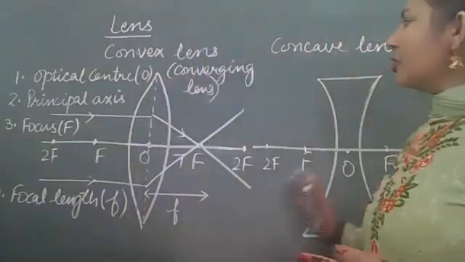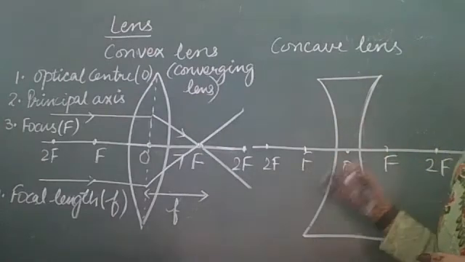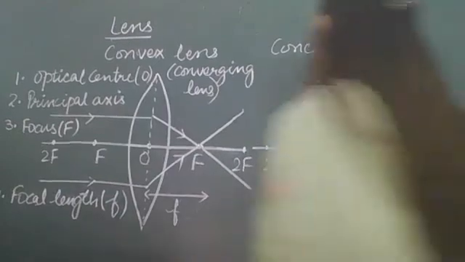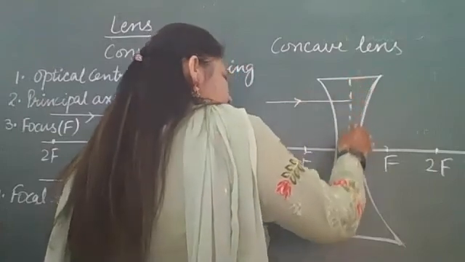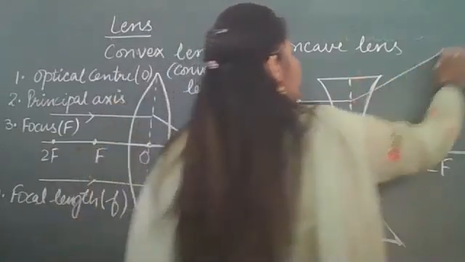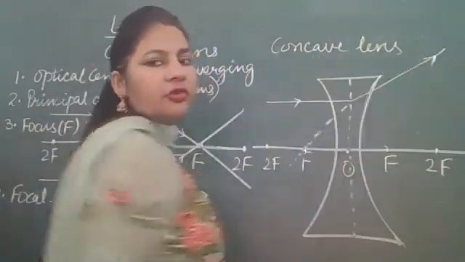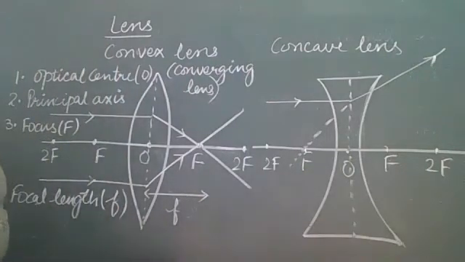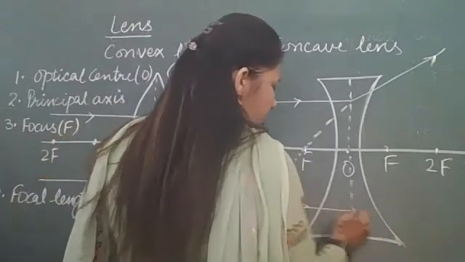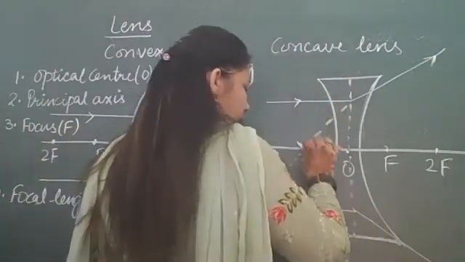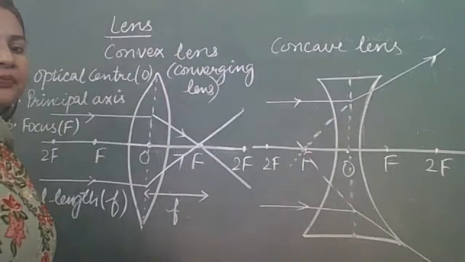Now let us draw for concave lens also. Other definitions are the same. Just let us see which focus is the real focus in case of concave lens. So let us take a ray which is parallel to the principal axis, bend it from the center. It will diverge like this. On producing backwards, it will appear to come out of focus. Okay, take one more ray. It will also diverge, and on producing backwards, it will appear to come out of focus.